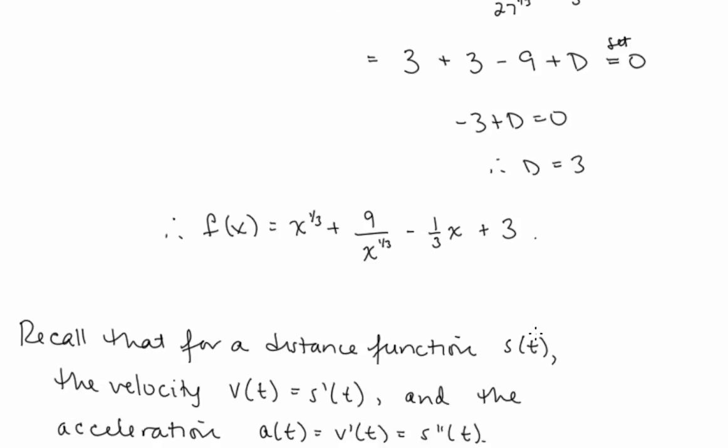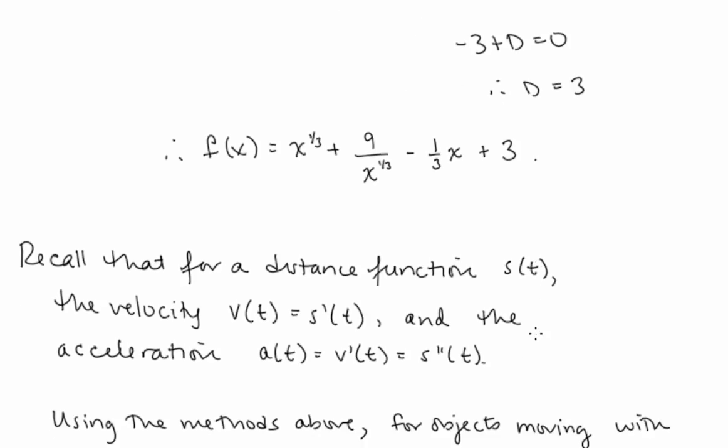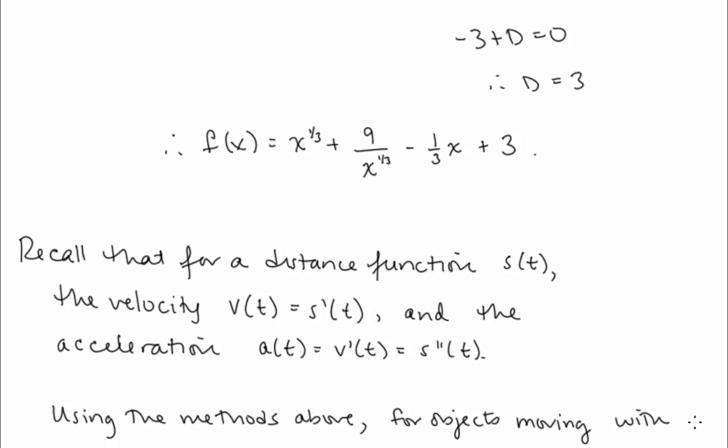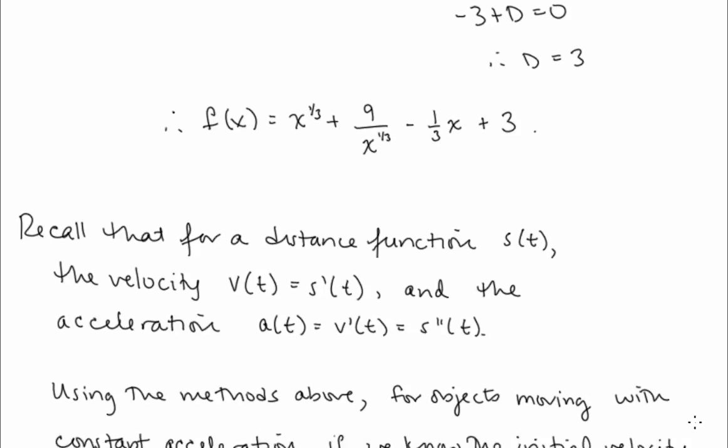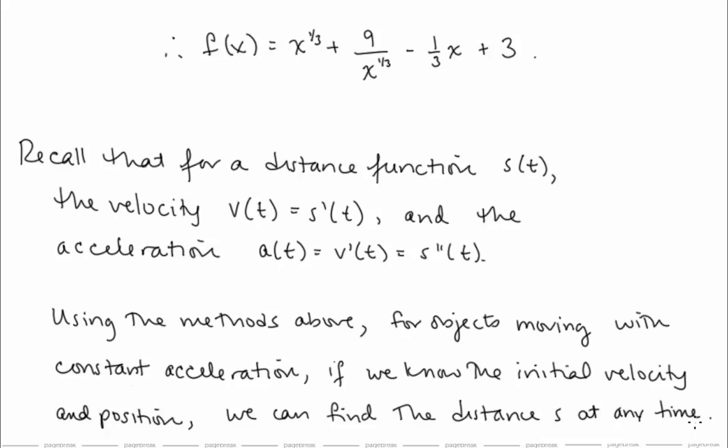Now recall that for a distance function s of t, the velocity v of t is equal to s prime of t, and the acceleration a of t is the derivative of velocity, so that's v prime of t or s double prime of t. Now, using the methods above, we can start with an acceleration, go back and find a velocity function, go back again, find a distance function. So using the methods above, for objects moving with a constant acceleration, if we know the initial velocity and initial position, we can find the distance s at any time.